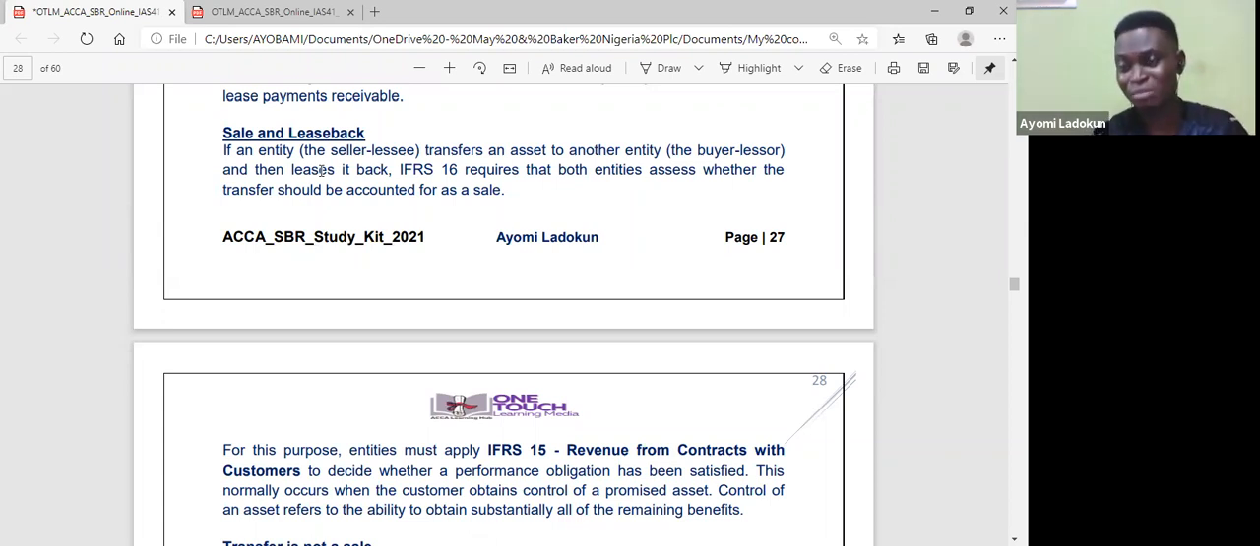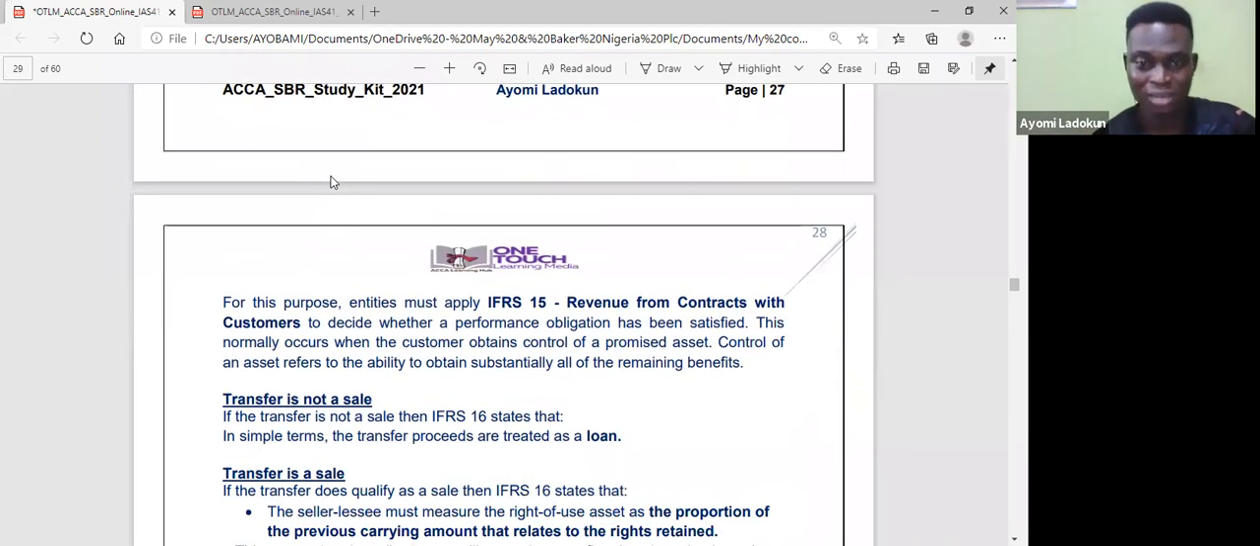The guy that is buying from me is what we call the buyer lessor. He's buying first, then he leases it back to me. But the issue here is this: I need to determine first whether that transaction is a sale. I need to apply IFRS 15, revenue from contract with customer. That was why when IFRS 16 and IFRS 15 were issued, you have to apply the two at a time. You can't say I want to apply IFRS 15 and not IFRS 16. Because of the accounting complication.